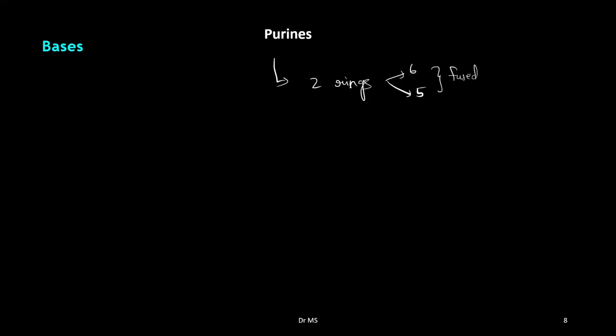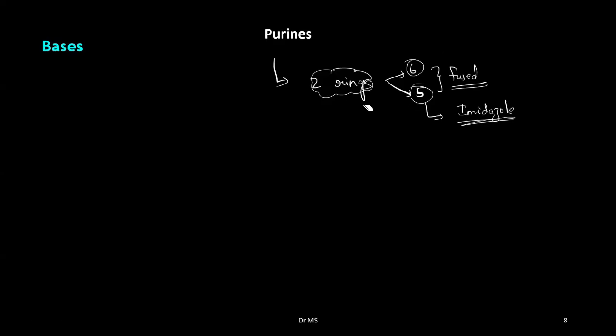So what are purines? These are double ring, in which one ring contains six members and the other ring contains five members. And both the six and five, they are fused. Actually, this five-membered ring is also called the imidazole. Remember this. Whereas pyrimidines, they contain only one ring, that is a six-membered ring. They do not have the five-membered ring.